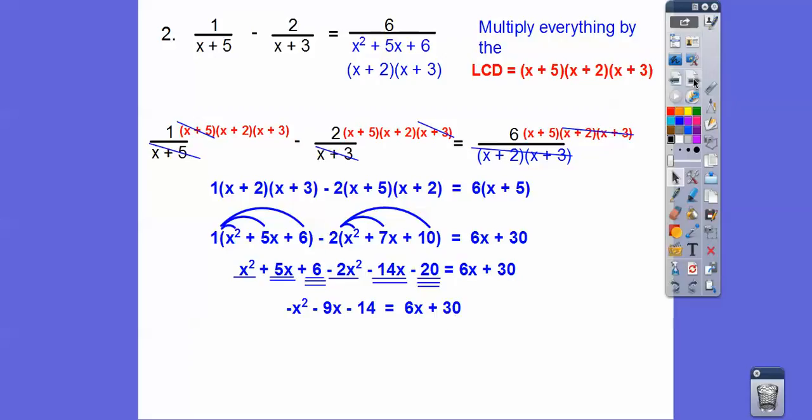Now I subtracted 6x from this side: negative 9 minus 6 is negative 15. And we subtracted 30: negative 14 minus 30 is negative 44. Now we're going to multiply everything by negative 1, so change the sign, change the sign, change the sign. I don't want negative x squared, I want a positive x squared. If I change this sign, I've got to change this sign, and when we multiply 0 by negative 1, we still get 0.